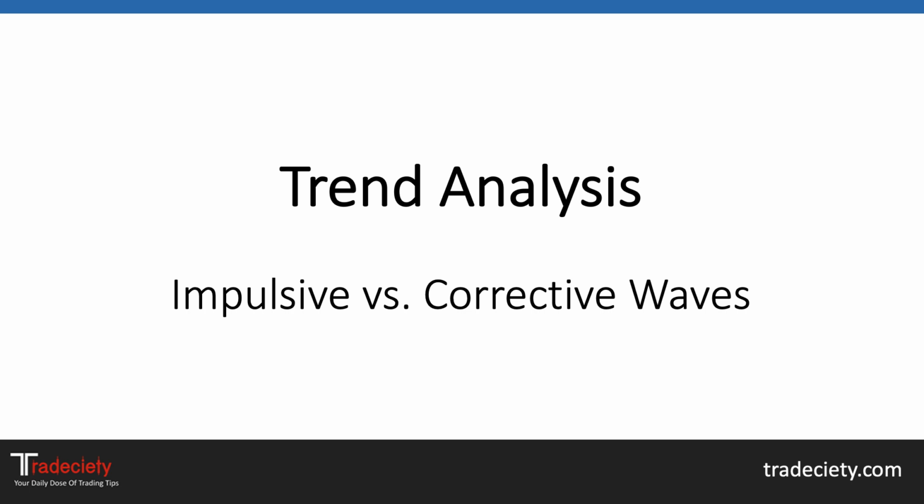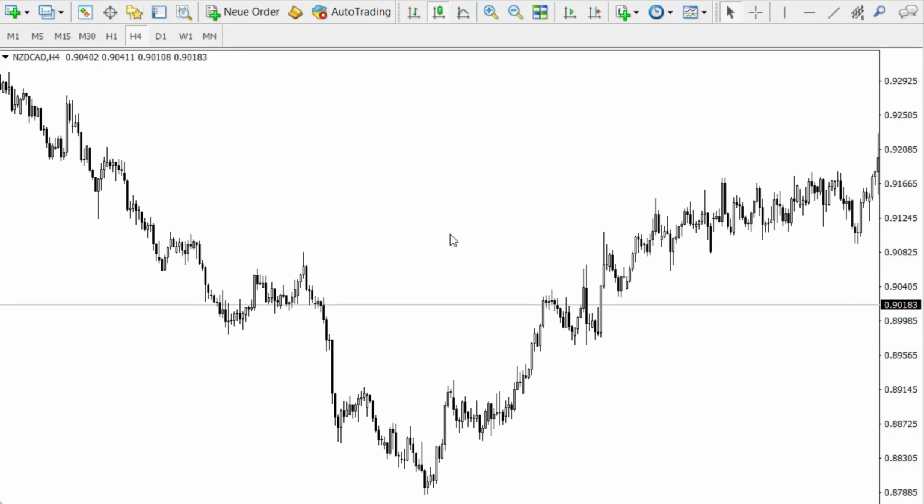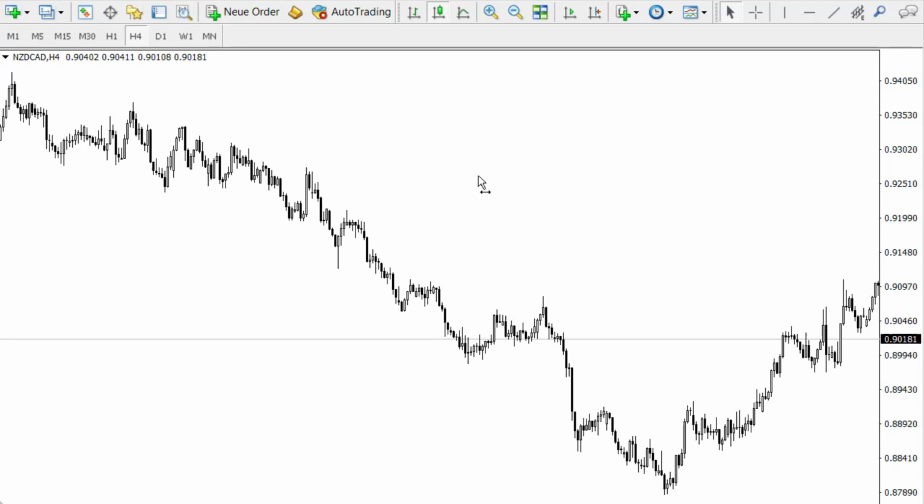Now we will start looking at trend analysis in a deeper way, step by step. And first we will understand the different building blocks of trends and any price movement basically. So when we look here at a chart, we can see that although the market is moving down here and it is moving up, it is never really moving in just one straight line. It's always a back and forth.